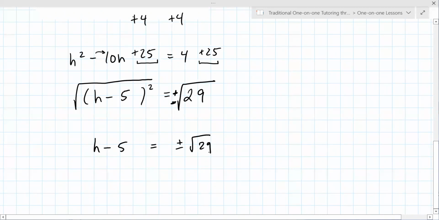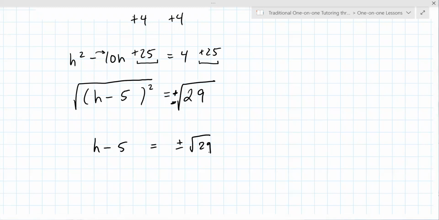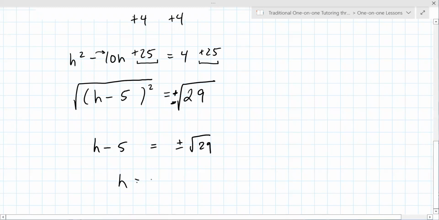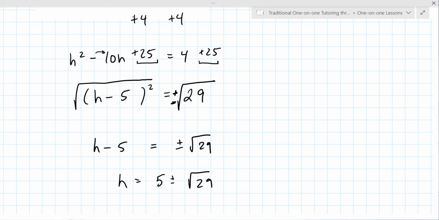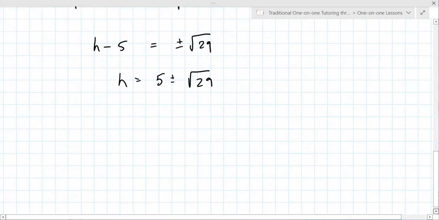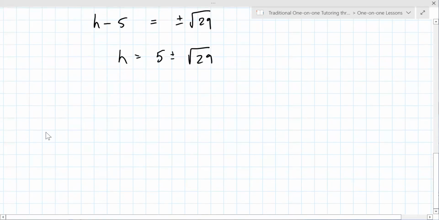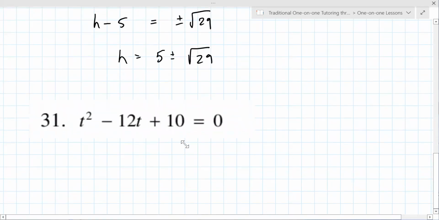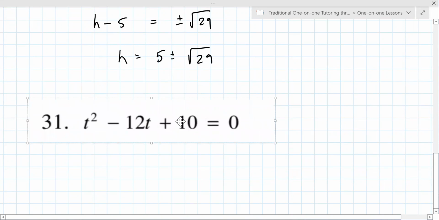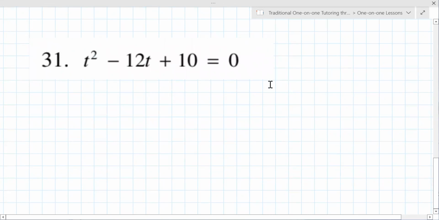And then you add 5 to both sides. Yes. So you get 5 plus or minus the square root of 29. Okay, so why don't you try 31 on your own? I'll give you a couple minutes here. It does work out. It's not a perfect square or anything, but it's not any different than the ones we just did. So give that a try and let me know what you come up with.